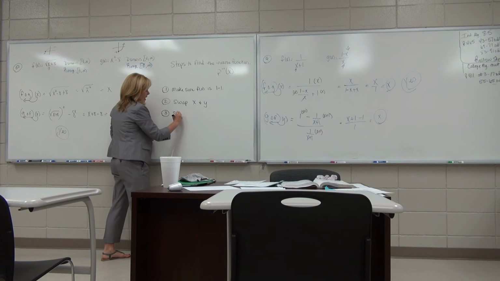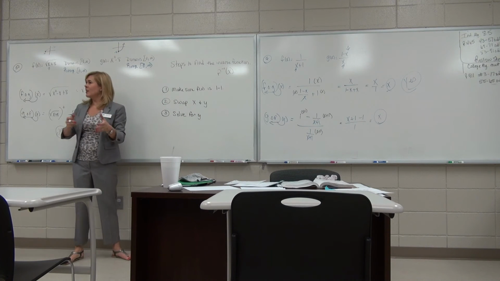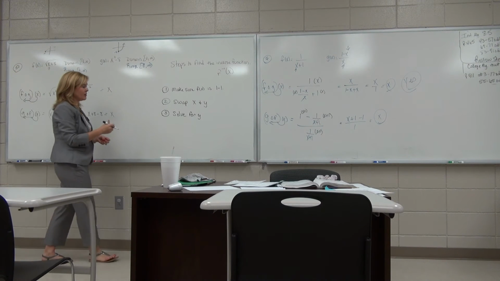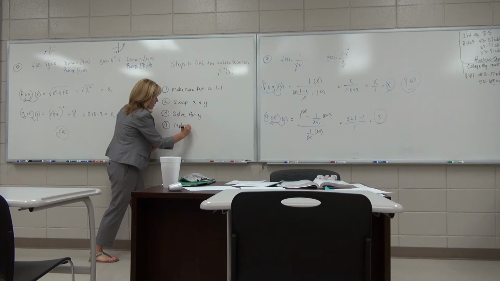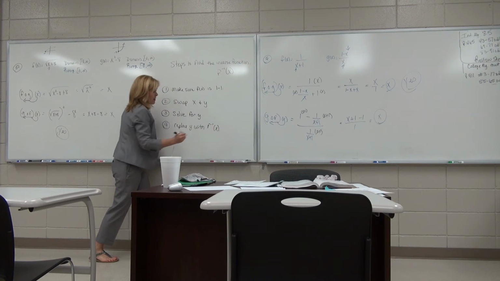Step 3, you will solve for y. And as you're solving for y, to get it on the side by itself, you have to do the opposite of each of those operations to get y by itself. And step 4, you will replace y with the inverse notation.